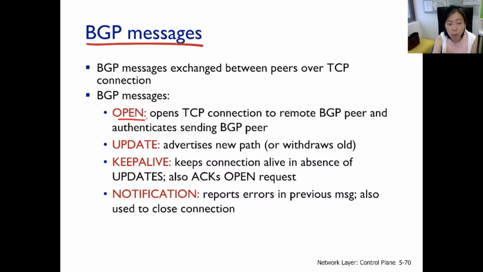Now, the open message is also used to do the authentication. So the two peers can authenticate each other to make sure that the path advertisements are indeed the true path to be discovered.